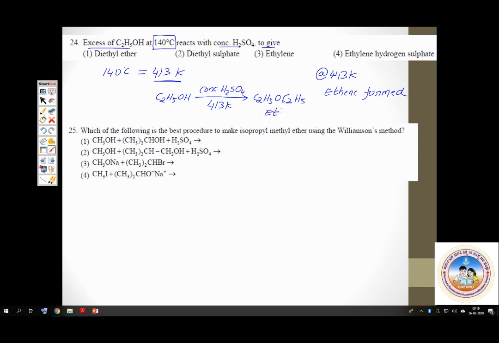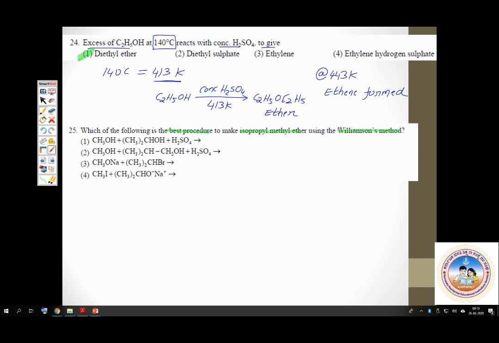Which of the following is the best procedure to make isopropyl methyl ether using Williamson's method? First and foremost, you should write what is isopropyl methyl ether. Let me draw the structure of isopropyl methyl ether. One oxygen atom in the center.